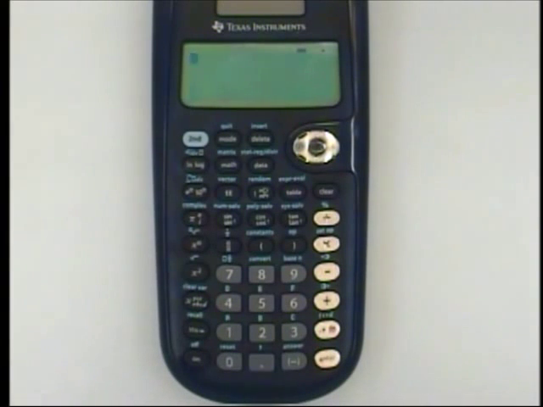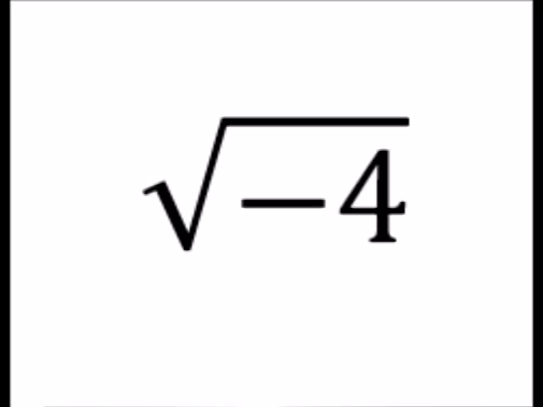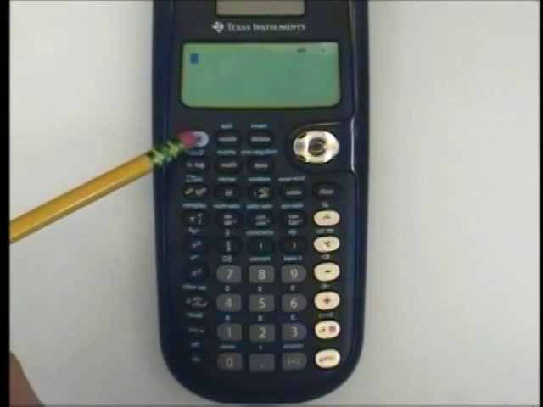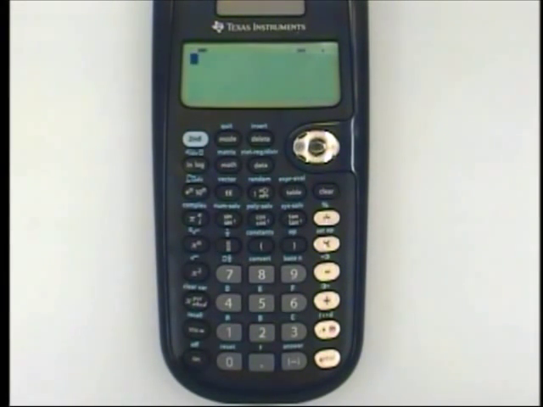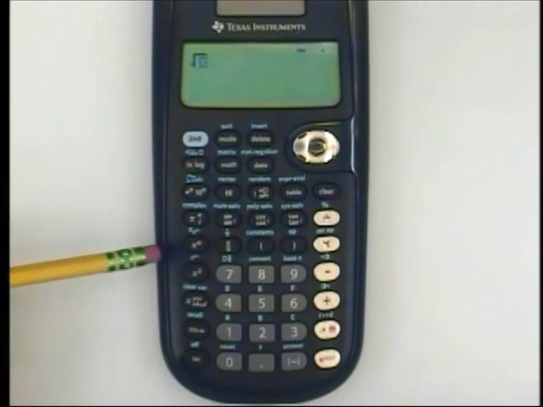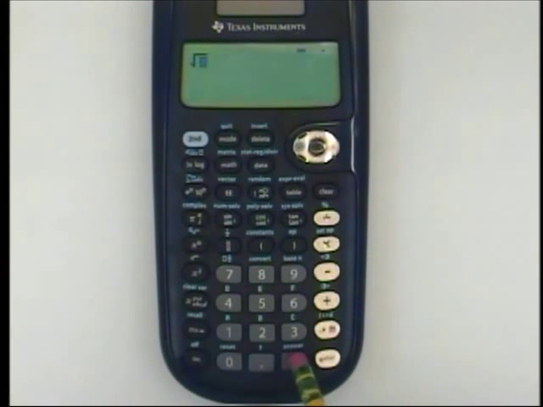and let's try the square root of negative 4. So second, x squared key to access the blue square root function. I'm going to type in negative 4. Remember, your negative sign is down in the lower right-hand corner over here. And I'm going to get the exact answer again, so I'm going to hit Enter.